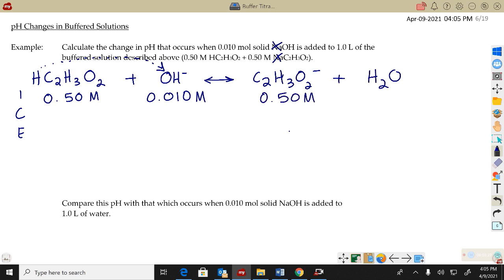But I don't care about the water. So kind of like with weak acids and weak bases, yeah, water is produced. It's very important. I mean, we're neutralizing the hydroxide, but I'm just not going to use it in any of my calculations. So I'll kind of scratch it out of my ice table. Does that kind of make sense? That the 0.5 molars, those come from the concentrations of the acid and the conjugate base that were given to you in your buffer. And then we're adding 0.01 moles of hydroxide to a liter of solution.